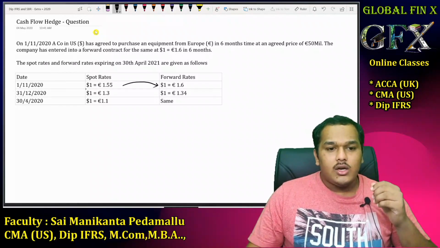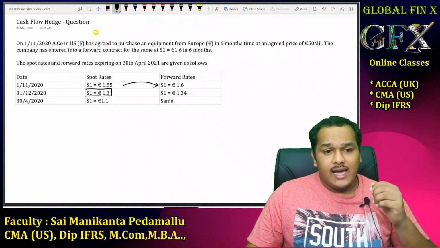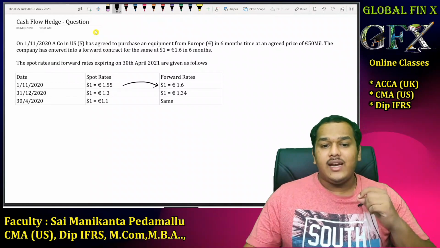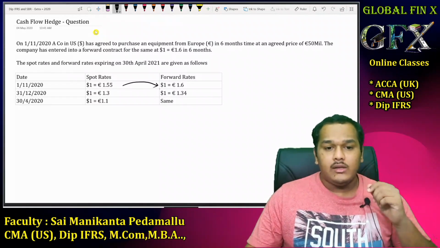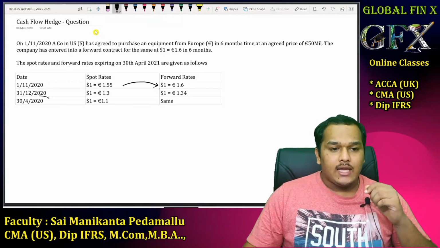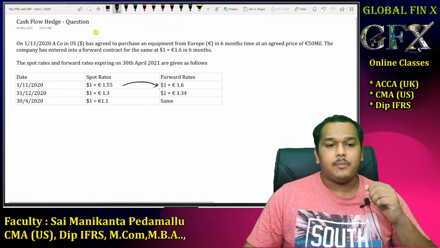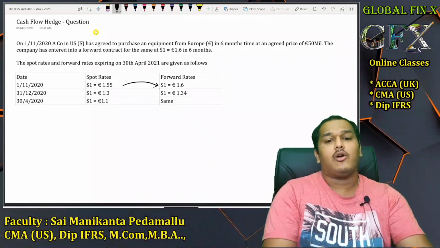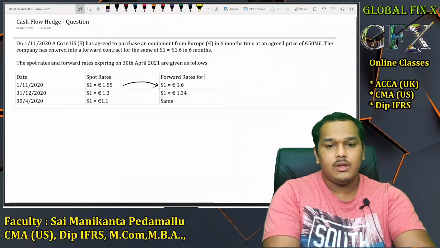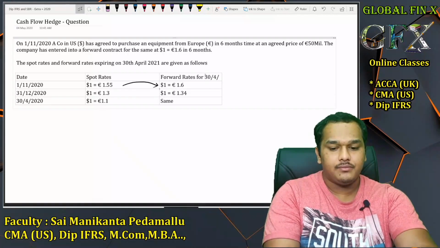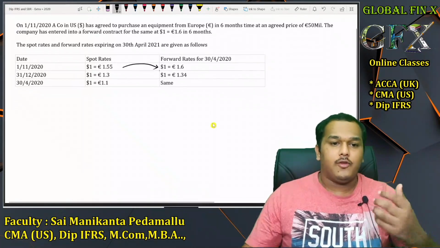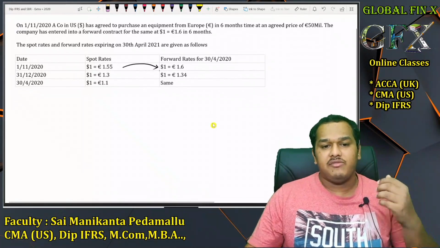$1 is exchangeable into 1.3 euros in the spot rate, and on that date the forward rate for April is $1 equal to 1.34 euros. As on the actual date of settlement, 30th April, $1 is 1.1 euros, and the forward rate also will be the same because these are forward rates for 30th April, obviously. So for spot rate and forward rate, they will be the same for the same date.